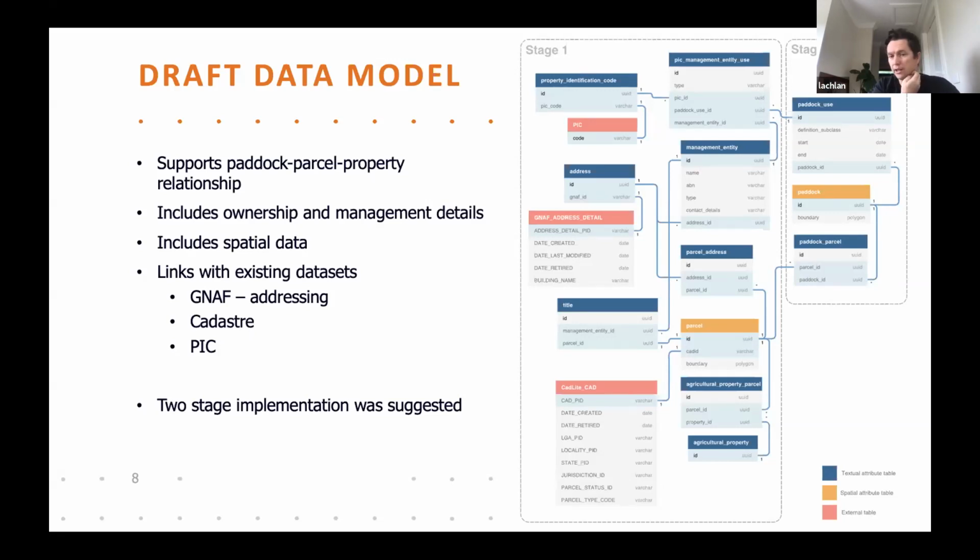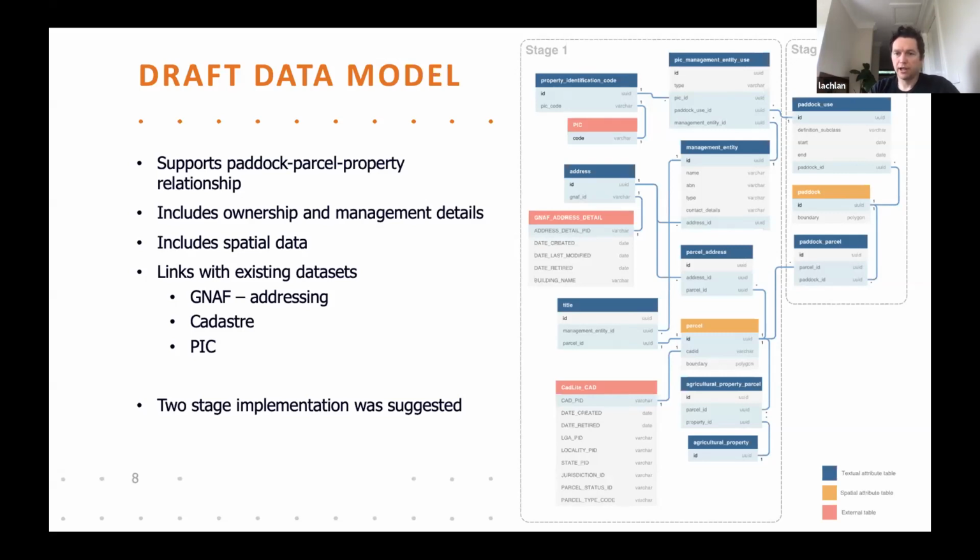So we link the pinkish coloured boxes on the right there as links to external databases. We're proposing that we'll link into the PSMA CAD Lite database for the cadastre level parcel definitions. But there's also some additional geospatial attributes within our own data model for the parcel definitions and the paddock definitions as well.